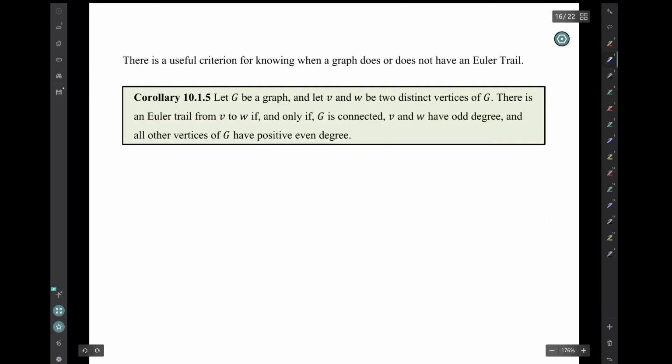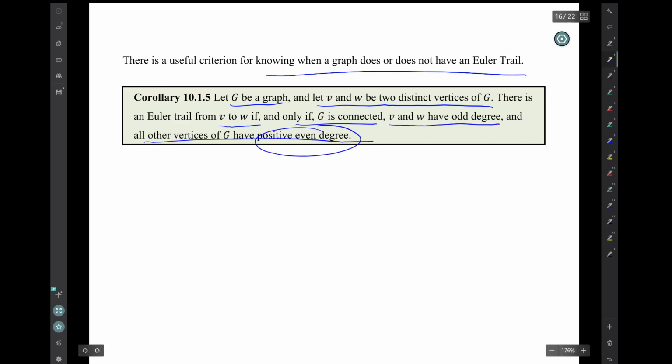There is a useful criterion for knowing when a graph does or does not have an Euler trail. It's this corollary. If G is a graph and V and W are two distinct vertices of G, then there is an Euler trail from V to W if and only if G is connected, V and W have odd degree, and all other vertices of G have positive even degree.